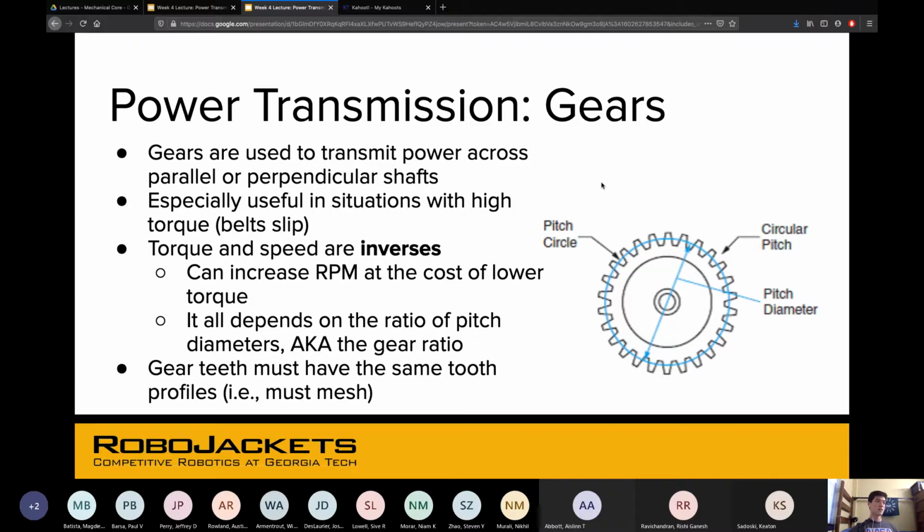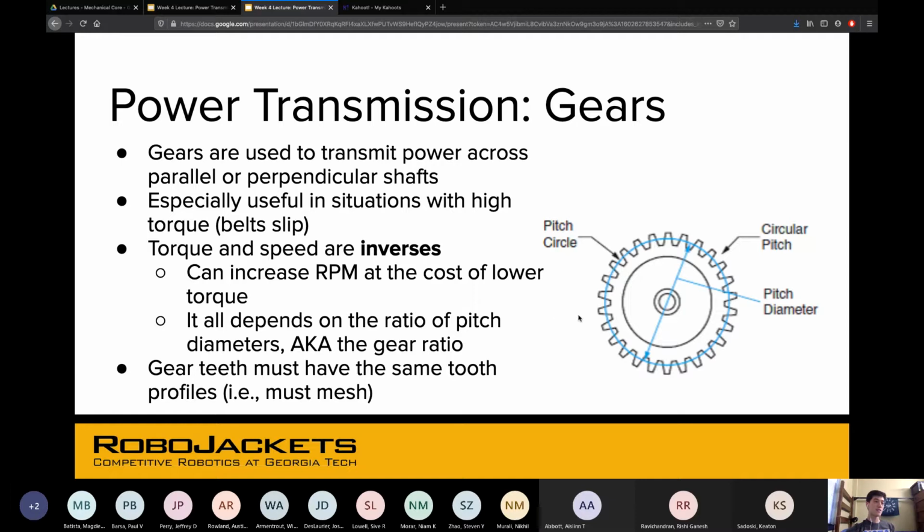You guys know what gears are for. They're really great for high torque because of their nature. They're really tough and the teeth mesh together really well. If you need a lot of torque put in, it's a really great way to transfer that torque. When we talk about belts later, you'll see why belts slip. Again, torque and speed are inverses.